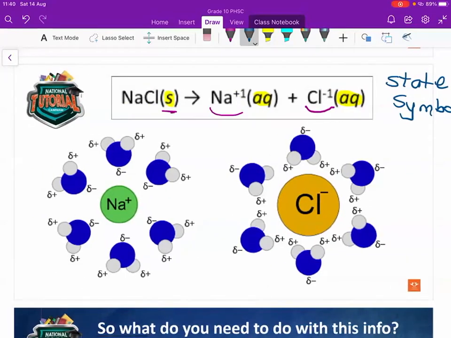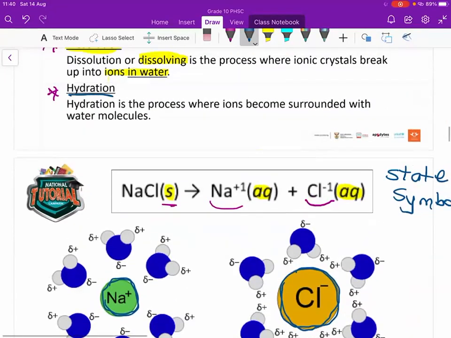So when sodium chloride goes into water, there will be lots of these sodium ions and lots of these chloride ions. Okay, and what happens? Why does it dissolve so nice and easy? Because it gets hydrated by water molecules. So that's this process, hydration, that we spoke about, when an ion becomes surrounded with water.